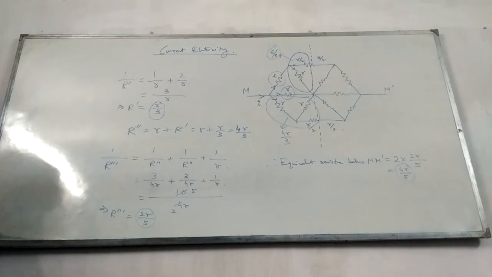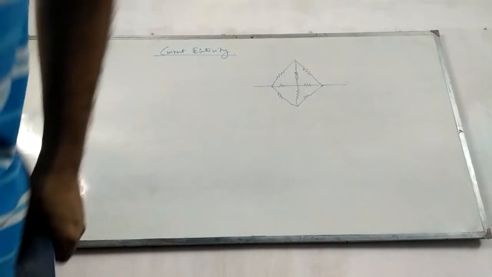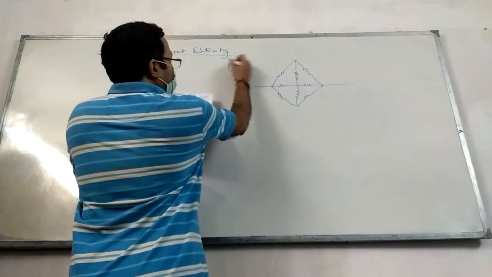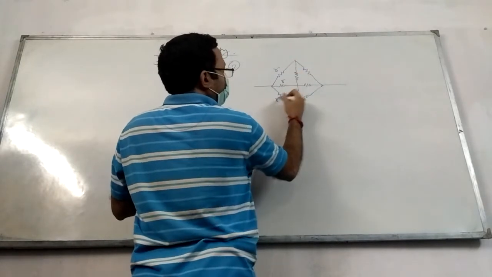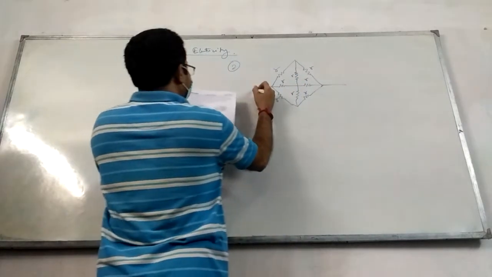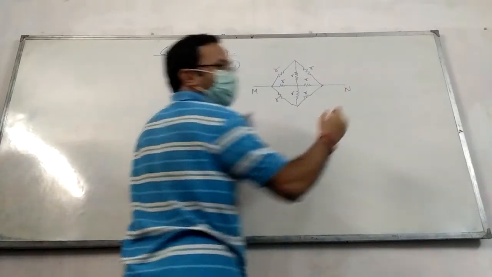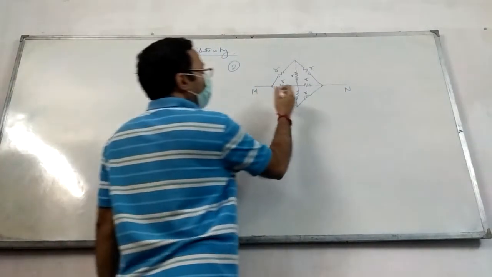Try an easy one, the second part. Second diagram. Quickly. This is the second diagram we are doing. See, all the resistors are of equal value, and they want us to find the value of equivalent resistance between M and N. Do it yourself, don't talk.